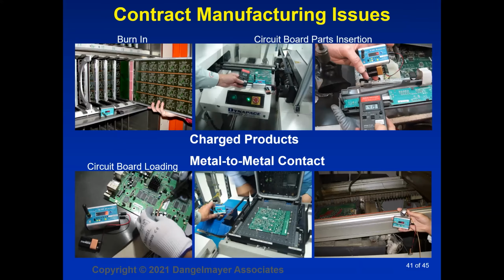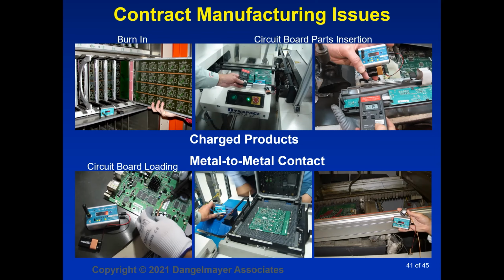Oh, a bunch of pictures of contract manufacturing issues. Burn-in, big issue. Whenever you're loading burn-in boards, you need to make sure that there are ionizers present because there's always metal-to-metal contact occurring. When you do circuit parts insertion, we tend to want to get the charge off of the circuit boards before they go into the pick and place operation.